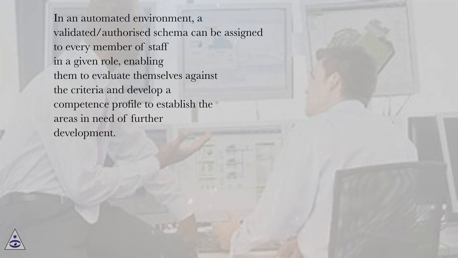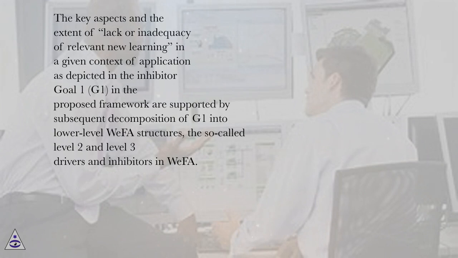In an automated environment, a validated/authorized schema can be assigned to every member of staff in a given role, enabling them to evaluate themselves against the criteria and develop a competence profile to establish the areas in need of further development. The key aspects and the extent of lack or inadequacy of relevant new learning in a given context of application, as depicted in the inhibitor goal 1, G1, in the proposed framework, are supported by subsequent decomposition of G1 into lower-level WFA structures, the so-called level 2 and level 3 drivers and inhibitors in WFA.